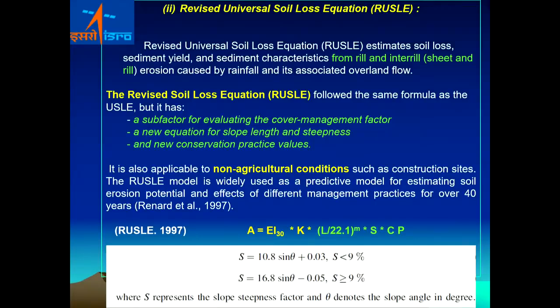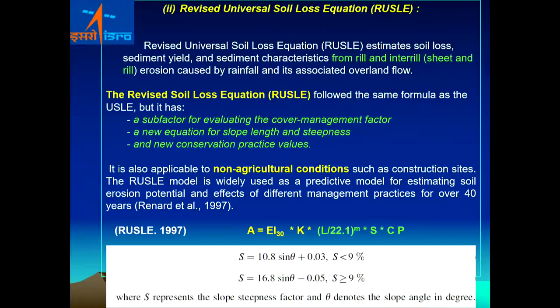Another model which is most commonly used in the entire world, and today all the erosion studies are mainly using the RUSLE model, the Revised Universal Soil Loss Equation. This model is very well integrated with GIS, so the whole GIS and geospatial community is using it. This is the advanced form of the USLE model, and it was developed in 1997 by Renard et al.